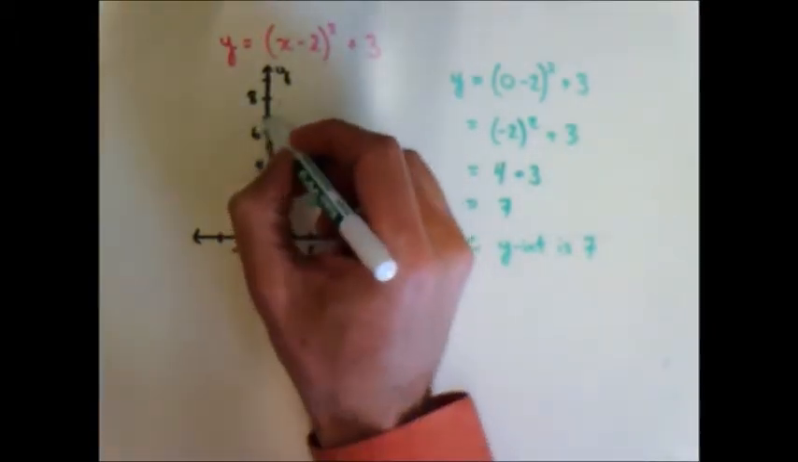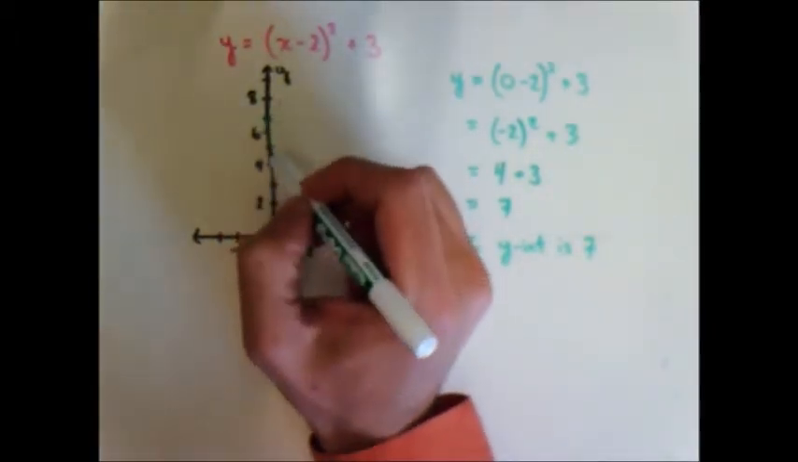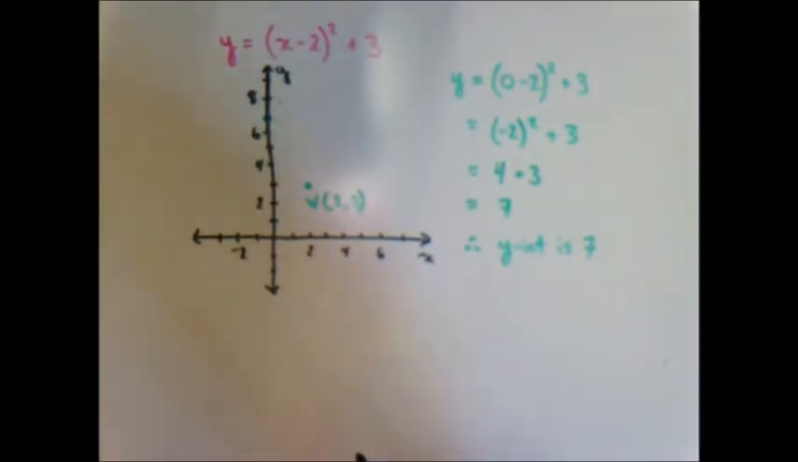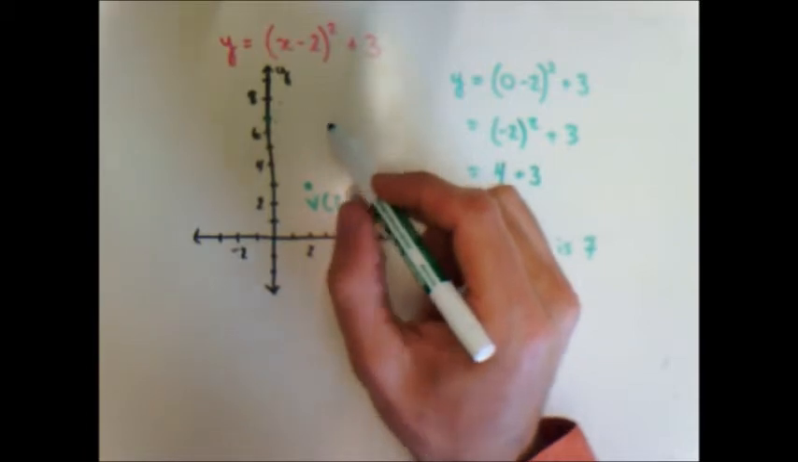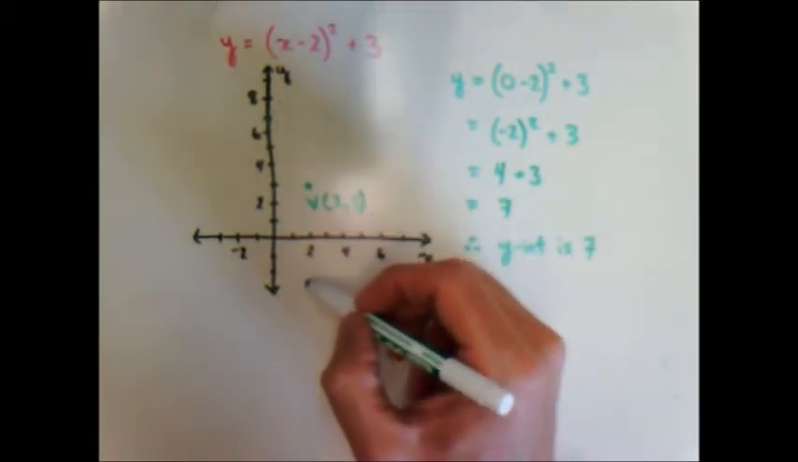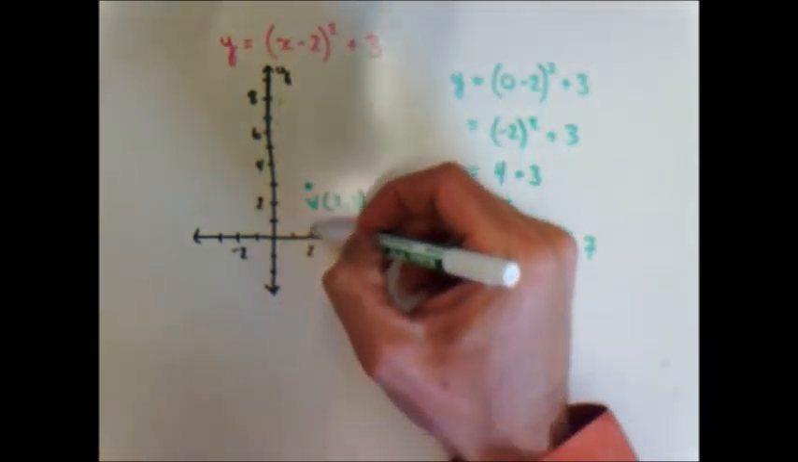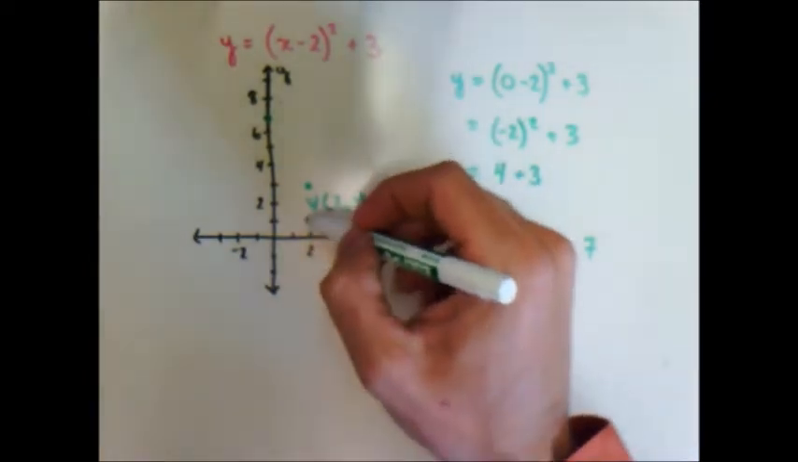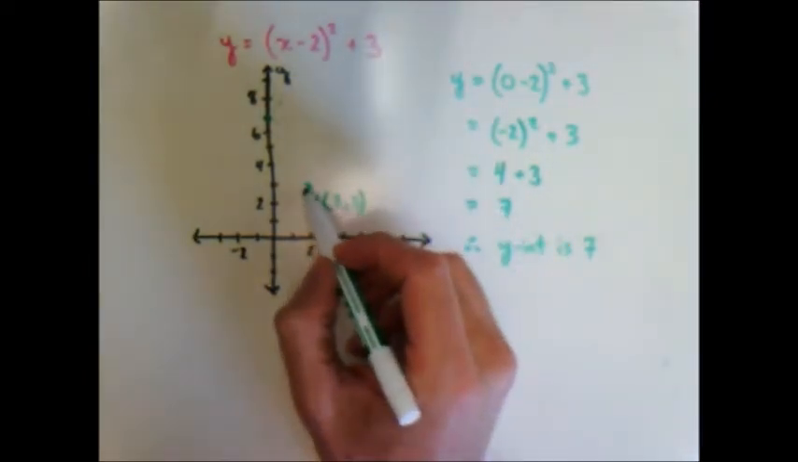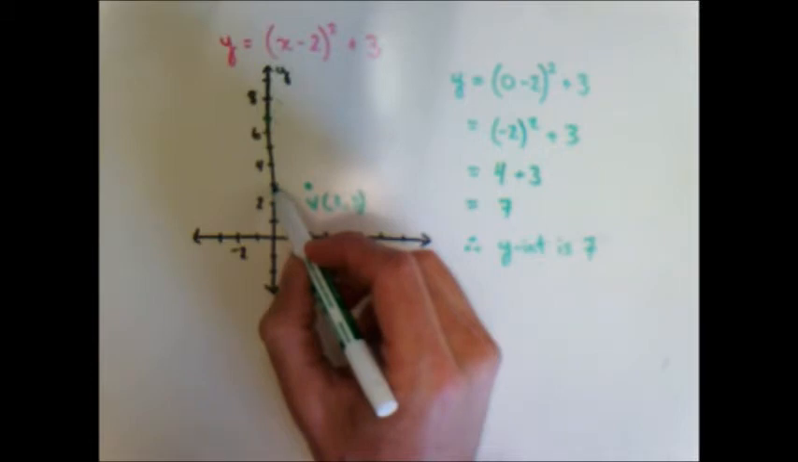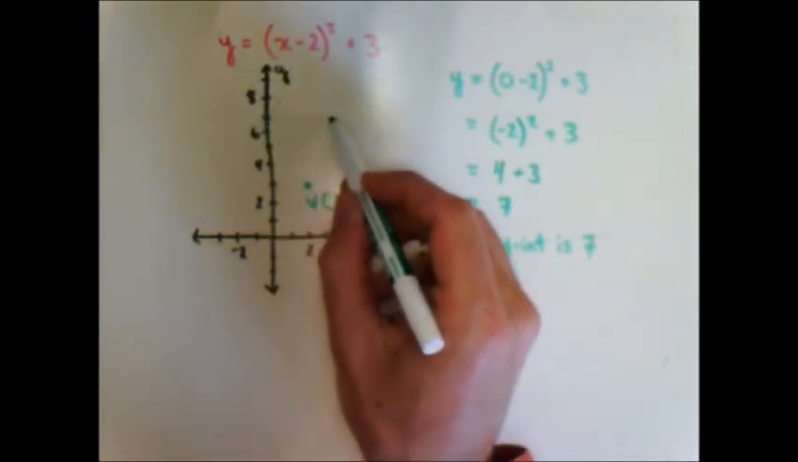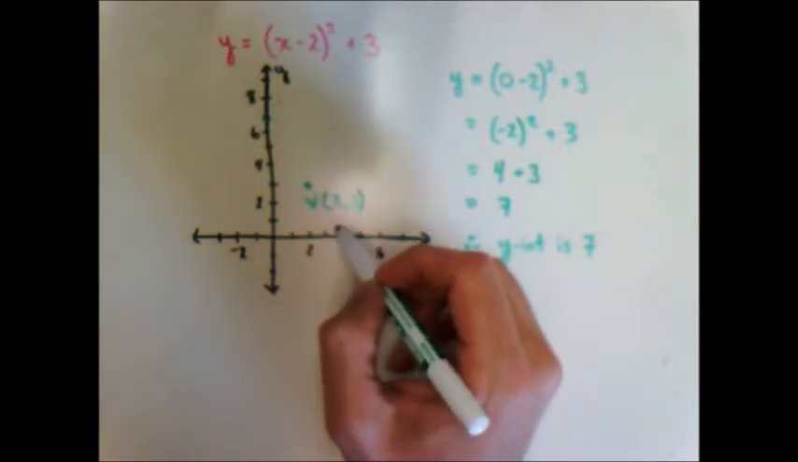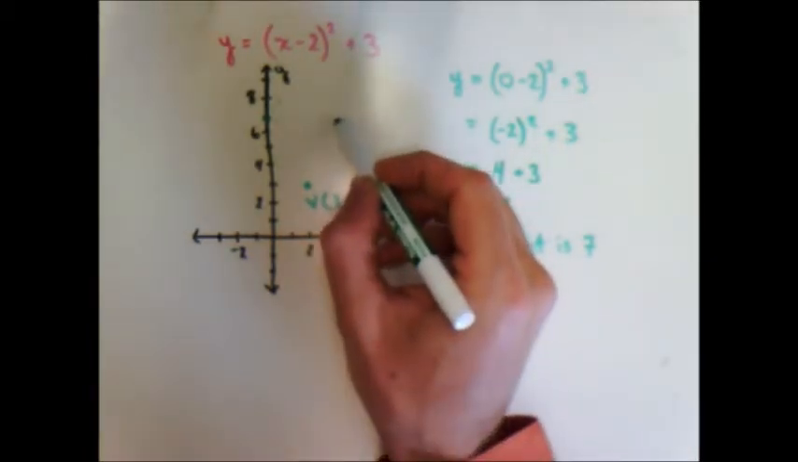I can go ahead and plot that on my graph. That's also very helpful because I know that parabolas are symmetrical over the axis of symmetry, which occurs at the vertex. So if I go 2 units to the left of the vertex and I'm at 7, then the value of the parabola will also be 7, 2 units to the right of the vertex.